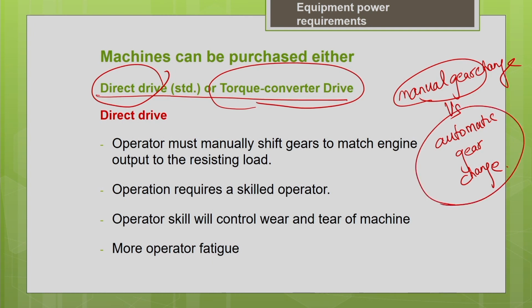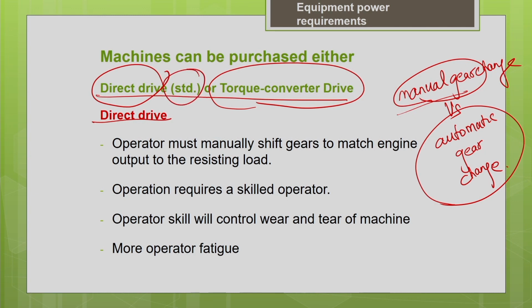Nowadays we know that we have a lot of vehicles or cars in the market with an automatic drive option, an automatic gear change option. The same thing we are discussing here. The technical term which you are supposed to use for manual gear change is direct drive transmission. We call these standard machines.